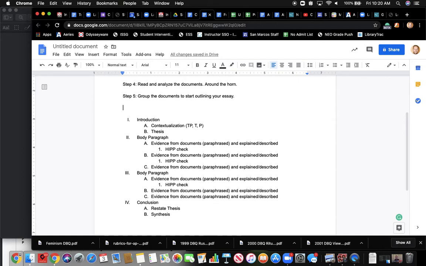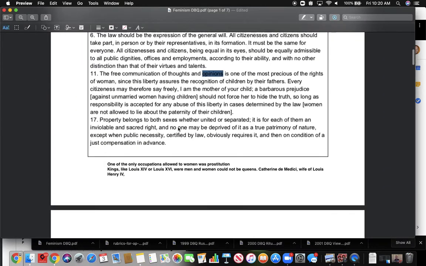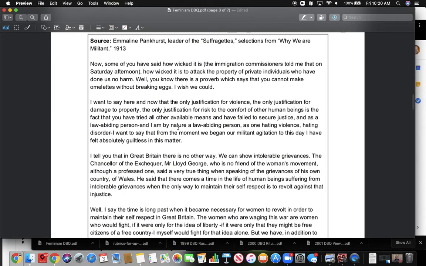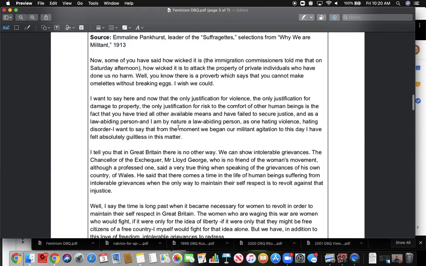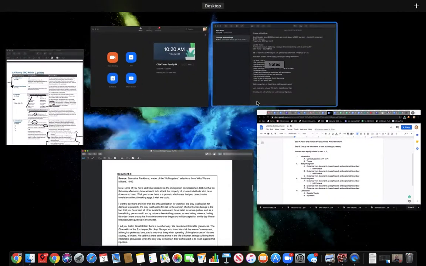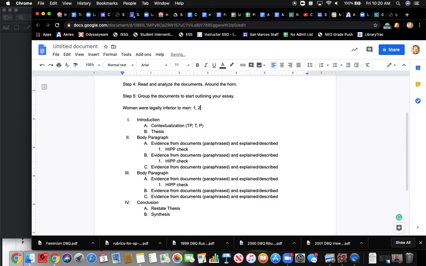What you are going to be looking at is, how does the role of women change? So in general, you're going to see things like women were legally inferior to men. And you're just going to say, which documents prove that? Well, documents 1 and 2 prove that. As I start looking at these documents, even just quickly, I'm going to say, well, document 3 is a little bit different here, but documents 1 and 2, at least, show that.